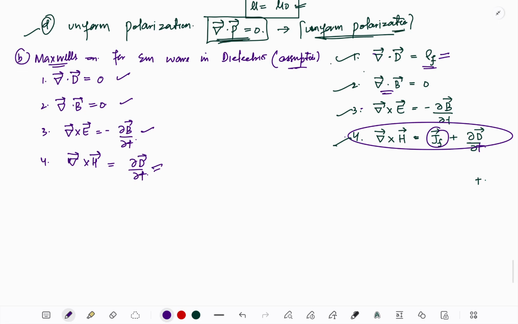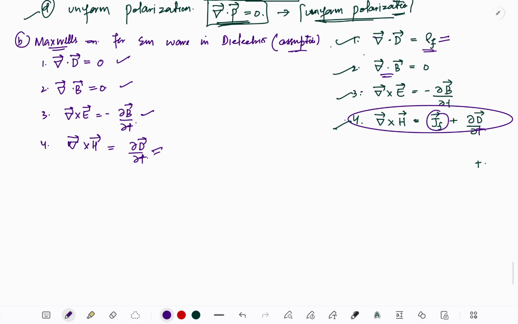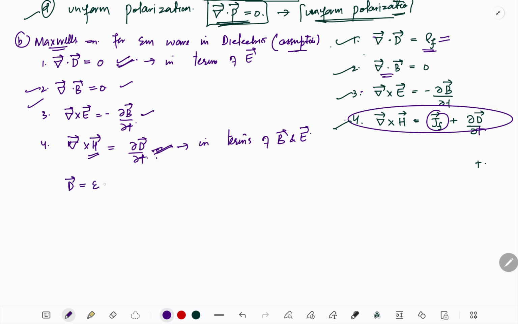Now the important thing is the speed of light concept. Okay, so see, before going into the speed of light concept, let's try to write these Maxwell's equations in terms of E and B. Let's write this equation and this equation in terms of E, and let's write this equation in terms of B and E. This can be asked in any examination. Okay, so this and this remain the same. So see, D is actually, in a dielectric material, epsilon times E.